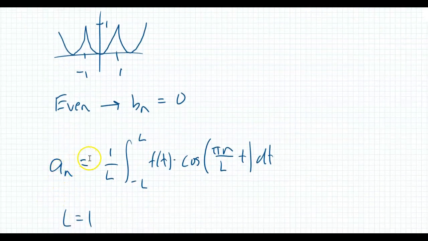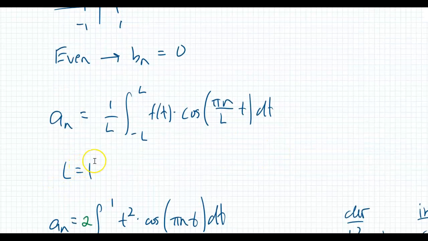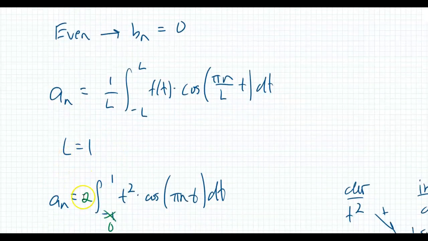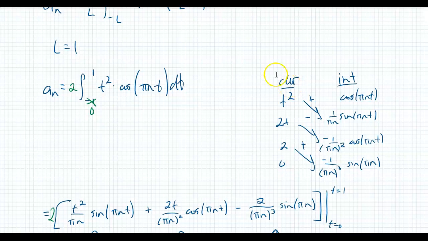All right, so an is equal to 1 over L, integral from negative L to L, f of t, and so on. When I take L equal to 1, it would be 1 over 1 out front, integral -1 to 1 of t squared cosine of pi n t dt. But then I'm going to say, I'm not doing that. I'm going to change it so that I can do my even tricks, because I'd rather evaluate integrals at 0. So you can see here, pretty standard.